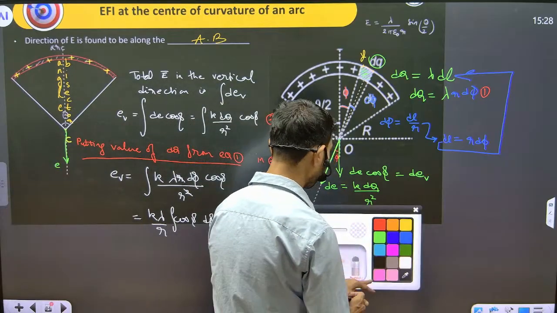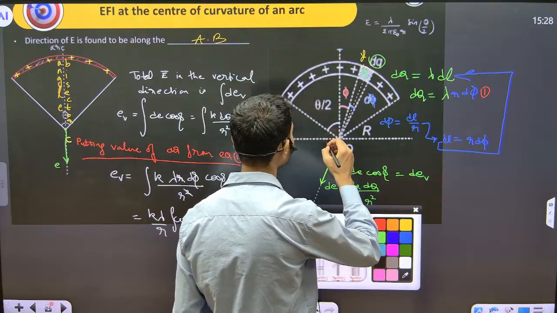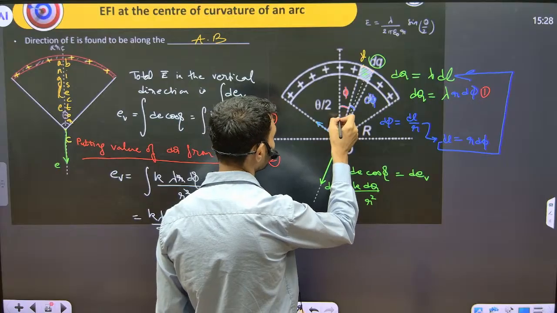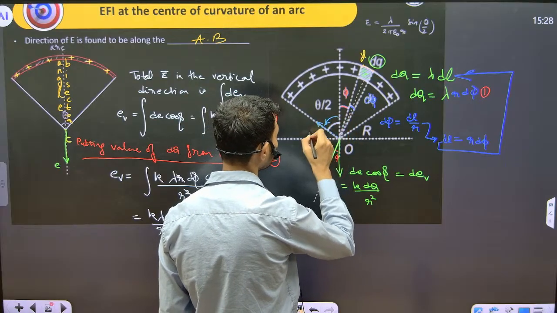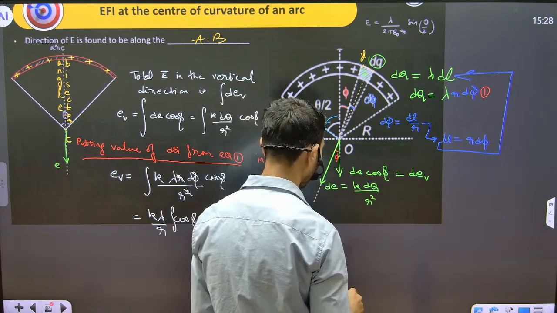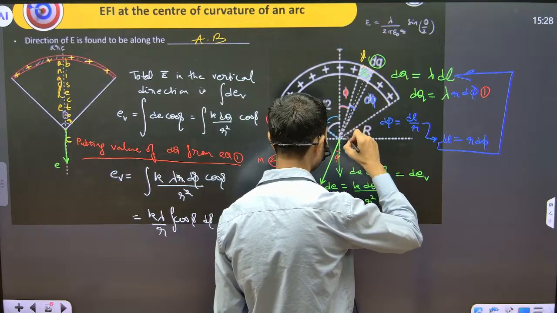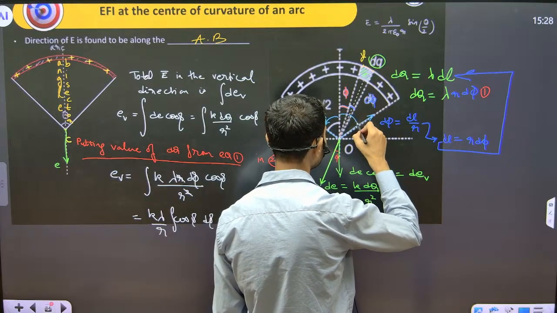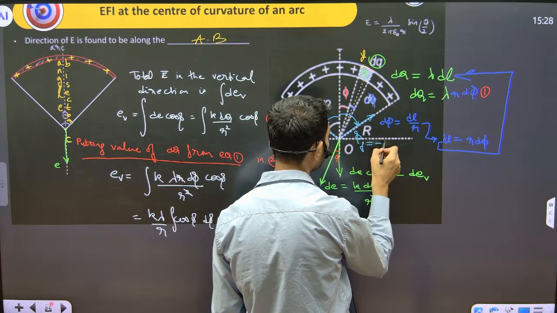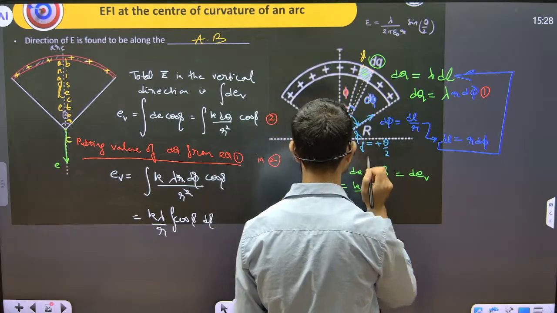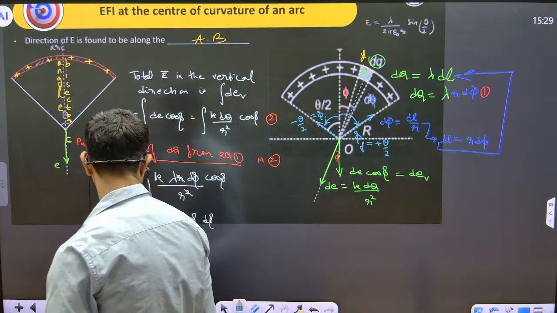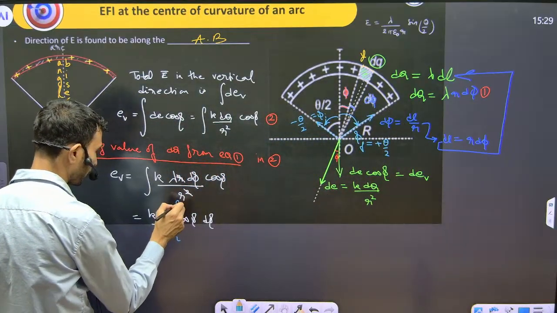So what is the minimum value of phi? If you see at this point, phi is how much, guys? Phi initial, you can say it is minus theta by 2. And at this point, you can say that phi final is plus theta by 2. And here it is minus theta by 2, here it is plus theta by 2, right? Phi has got two different values, initial and final. Right? And that's what we'll integrate it from initial to final.